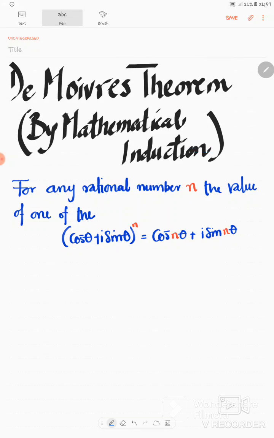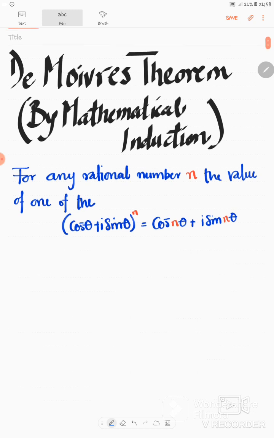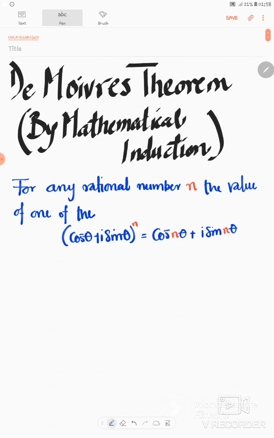Today we'll be looking at the De Moivre's theorem proved by mathematical induction. From our knowledge of mathematical induction, we are going to prove that for any rational number n, (cos theta plus i sin theta) raised to power n is equal to cos n theta plus i sin n theta. As we all know, this is De Moivre's theorem. Now I want to prove that this is equal to this.